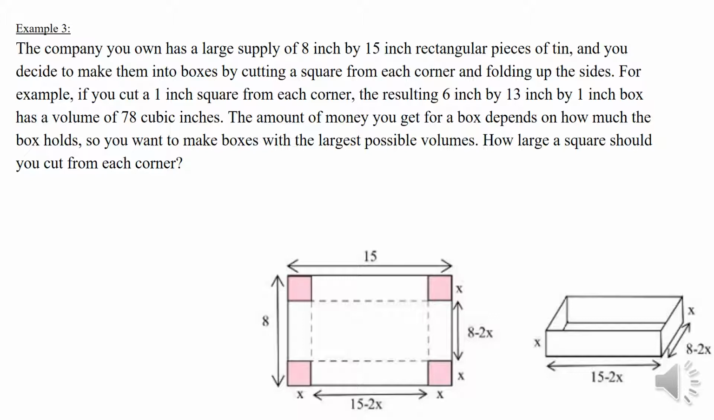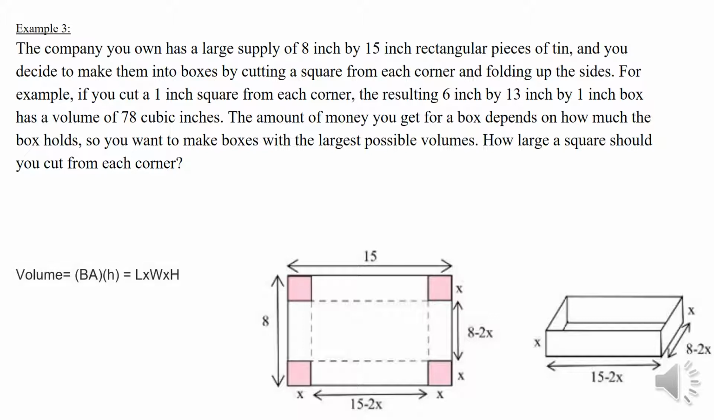And that changes my volume because now I have a 3-dimensional shape. The amount of money I get depends on how much the box holds, so you want to make the box with the largest possible volume. How large of a square should you cut from each corner? We are again finding the volume of this rectangular prism. So we've got base area times height, where our base area is length times width because it is a rectangle. So our volume becomes length times width times height.